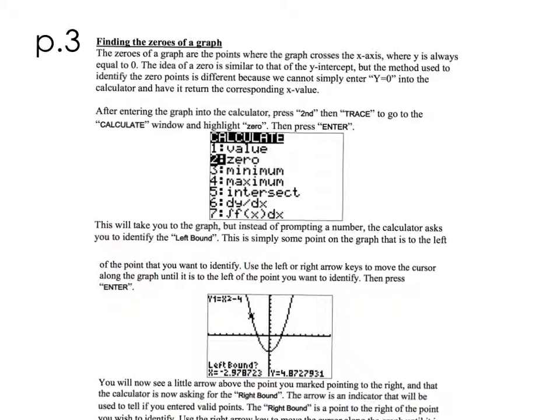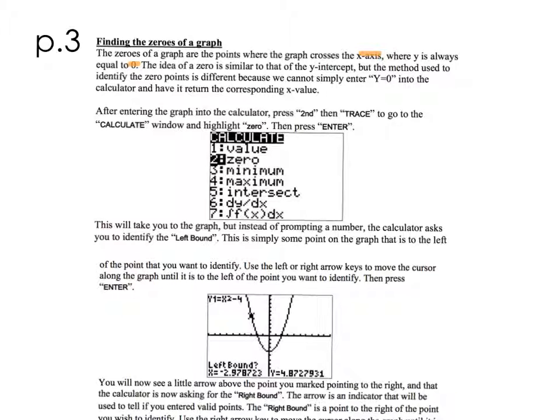Page 3, finding the zeros of a graph. The zeros of a graph are the points where the graph crosses the x-axis, where y is always equal to 0. The idea of a zero is similar to that of the y-intercept, but the method used to identify the zero points is different because we cannot simply enter y equals 0 into the calculator and have it return the corresponding x value.